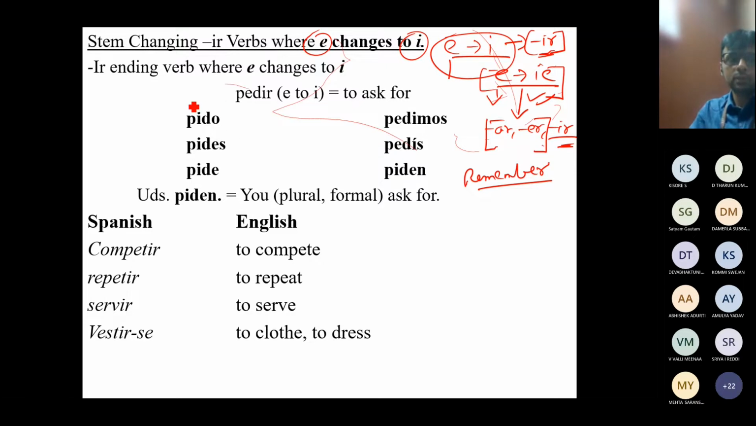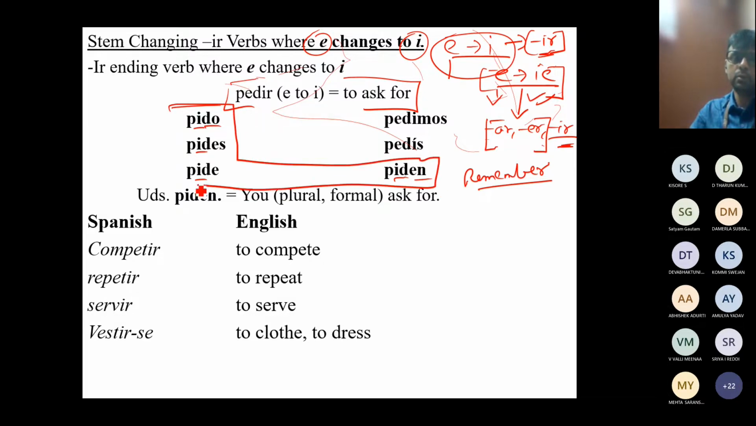Okay, so the example I have taken here is pedir, which is to ask for. So it starts with pido, the E changes to I, pides, pide, and then piden. So this has again followed the boot rule as per the given data. And then pedimos and pedís are the nosotros and the vosotros forms. So the stem part has remained as it is.